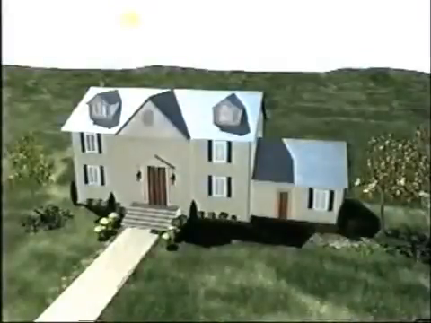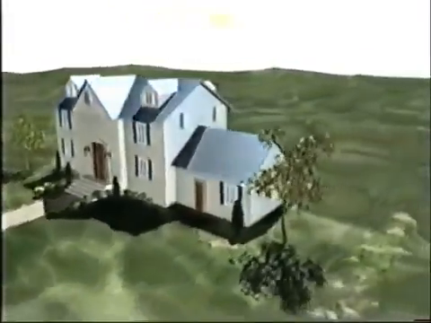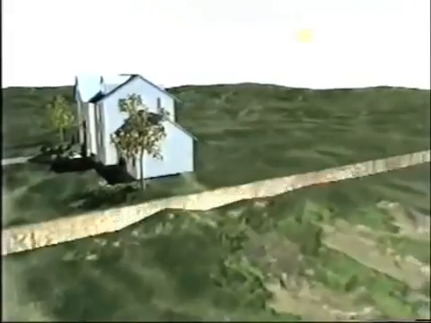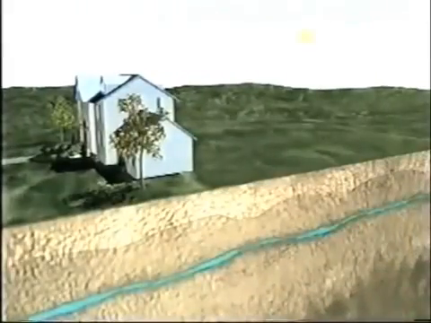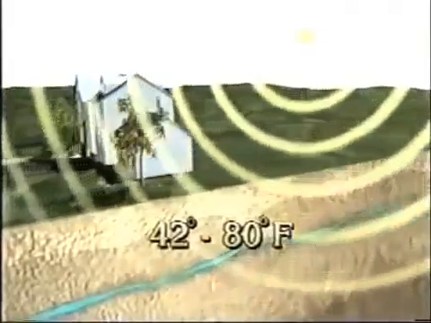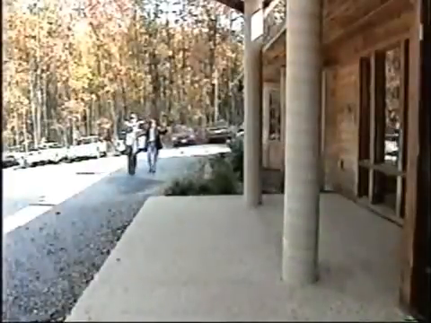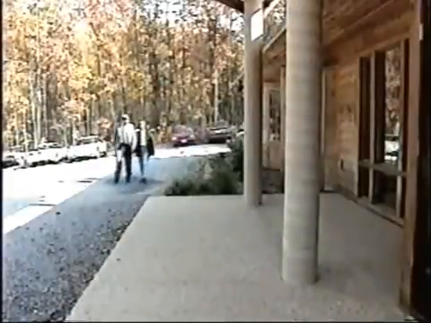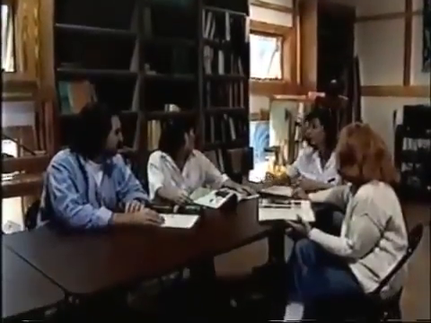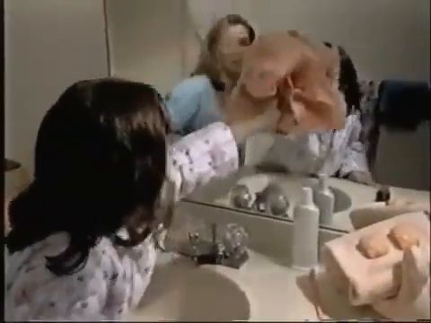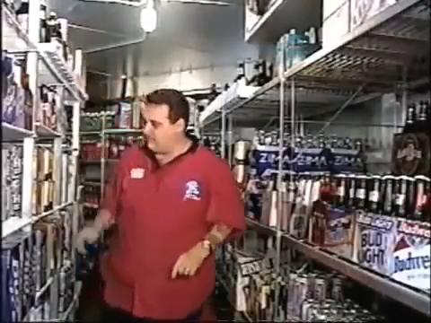Because the Earth absorbs and stores much of the energy it receives from the sun as heat, underground temperatures remain constant at a point between 42 and 80 degrees Fahrenheit year-round, depending on where you are in the United States. A geo-exchange system can use this energy source to economically heat and cool almost any kind of building, heat water, provide refrigeration, and perform many other kinds of applications.